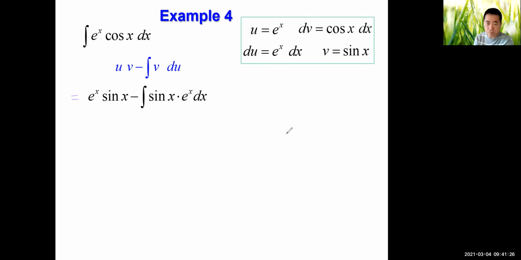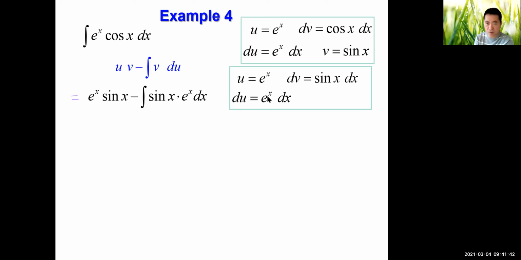Now, as you can see, u has to be e to the x one more time because exponential comes before trig. dv is the sine, this time sine x dx. Take the derivative of u, that's e to the x dx. Find v by integrating sine. This time it's negative cosine.